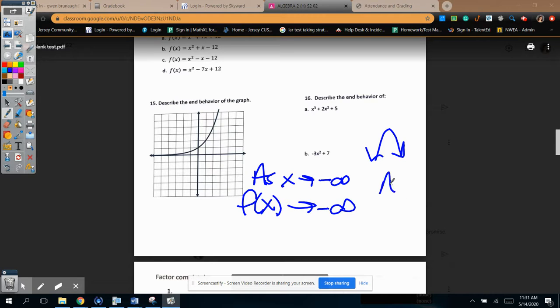And as x is going to positive infinity, f of x is going down to negative infinity.